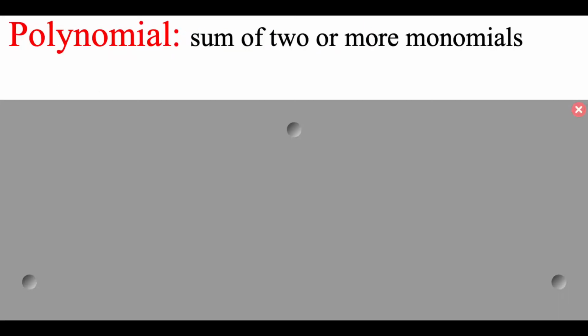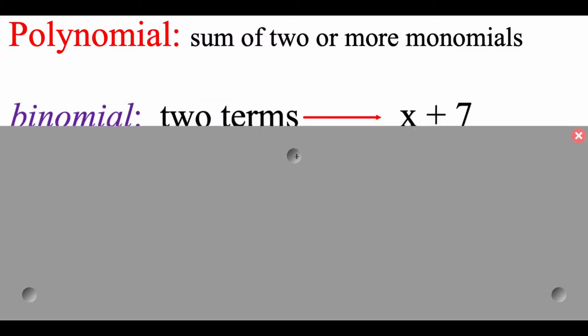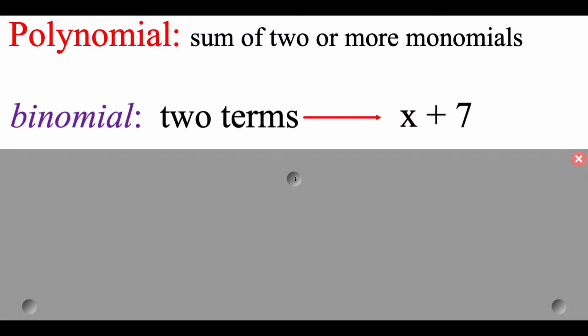Now, kind of taking things another step further, we're going to build up from a monomial, and now we're going to talk about a polynomial. So a polynomial is a sum of two or more monomials. And depending on how many monomials you're adding together, that's going to give you a polynomial with different amount of terms. And depending on how many terms your polynomial has, sometimes we give those things special names. So for example, a binomial is a polynomial that has two terms. So for example, x plus 7 has two separate monomials being added together. So it's got two terms there, making it a binomial.